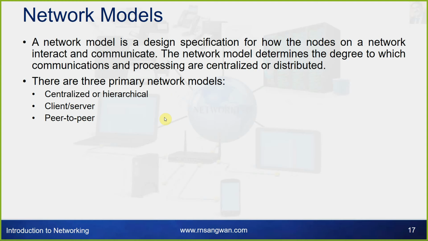Then we have standard network models. A network model is a design specification for how nodes on a network interact and communicate. The network model determines the degree to which communication and processing are centralized or distributed. There are three primary network models: centralized or hierarchical, client-server, and peer-to-peer.